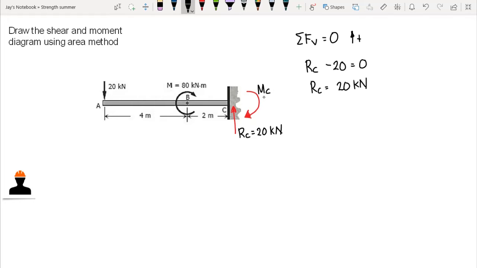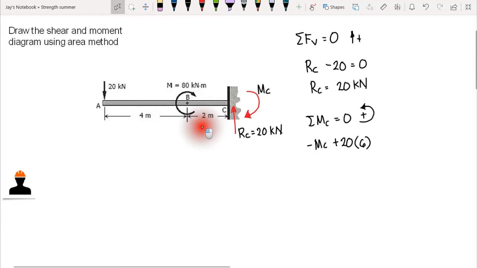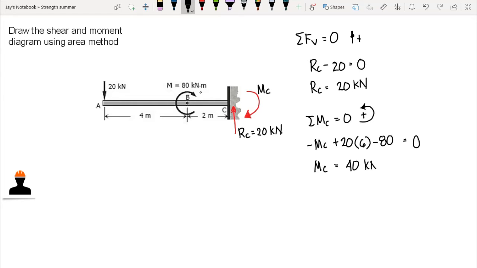Now for moment reactions, we sum up moment at C equal to 0. Let's assume that a counterclockwise moment is positive. Then we have negative MC, since we know that this is in clockwise direction. Then we have plus 20, the concentrated load, times the moment arm from C. We have 6 meters, correct? 4 plus 2. Then we have the couple, or the external moment, that is 80 kilonewton meter, rotating clockwise. So we have negative 80. Okay? And is equal to 0.